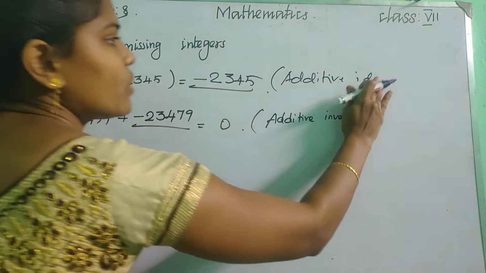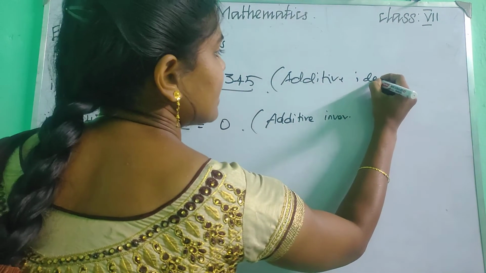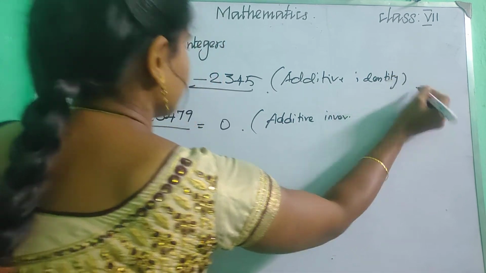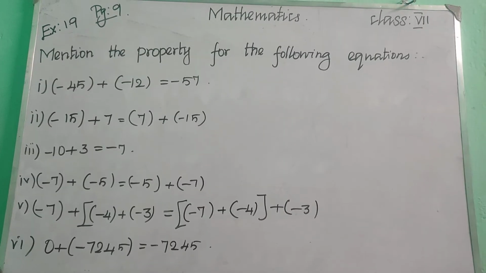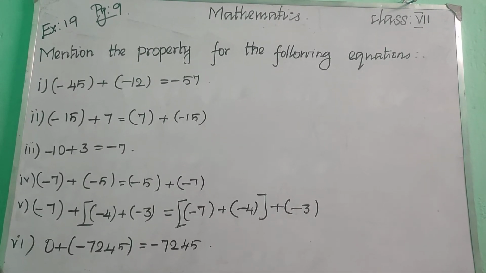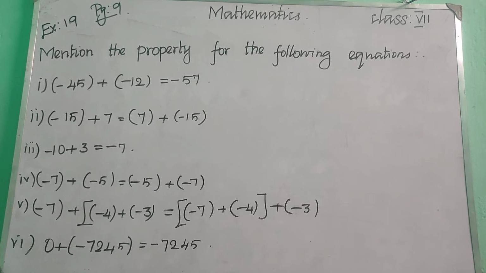Okay children, can you all understand? So we have completed example 1.8, and then the next example, example 1.9, which is on page number 9.